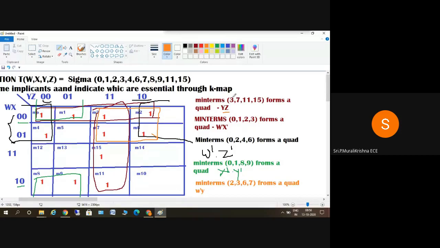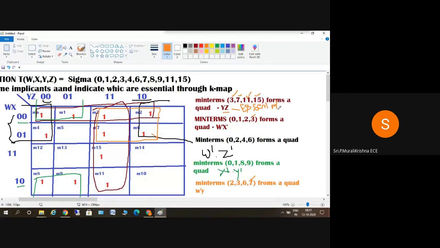So 3, it is covering 3, which is already in the group. And 7, is it in another group? Yeah, it is already in the other group. And 11, check the 11 here. Is 11 in another group? No, sir. Not in the groups here. So hence this YZ is essential, and this YZ is essential.